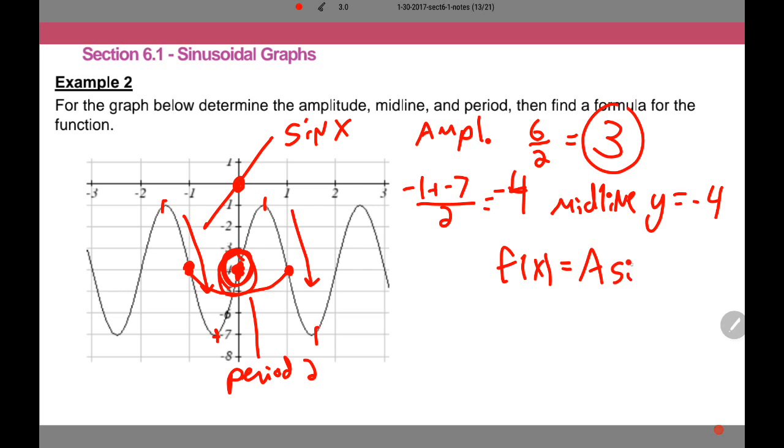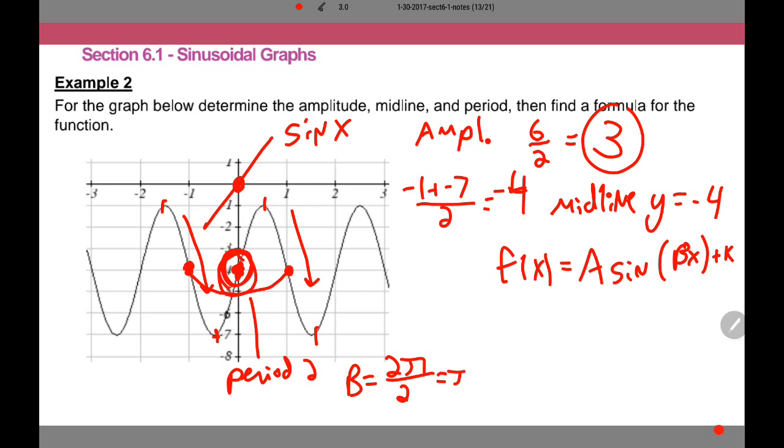I don't need my period in that. That should be an x. But I need this b value. So if you recall, I said the b value is the 2 pi divided by your period, which is going to be pi in this case. So that just leaves me writing my function. My a is 3. I've got sine, and then I've got pi x, and then I'm taking away my midline of 4.